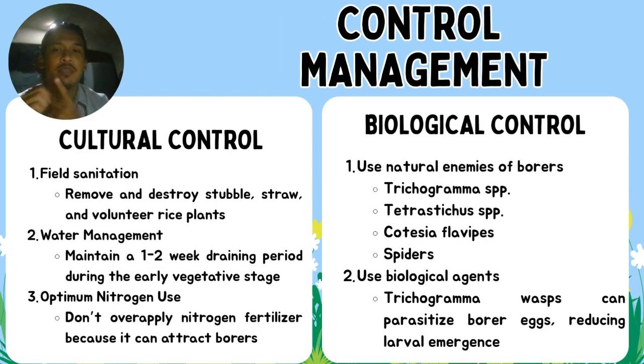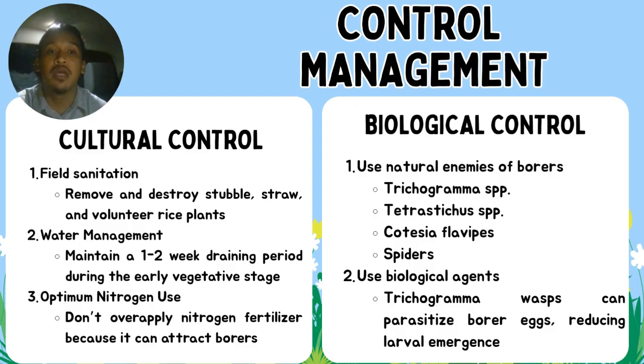So you have known the symptoms of damage and the life cycle. So how do we prevent more damage that can be caused by the white stem borer? We have cultural control. Firstly, field sanitation. Remove and destroy stubble, straw, and volunteer rice plants. The second is water management. Maintain a 1 or 2 week draining period during the early vegetative stage. And lastly is optimum nitrogen use. Don't over apply nitrogen fertilizer because it can attract borers to your paddy field.